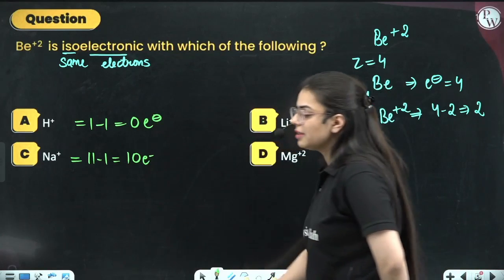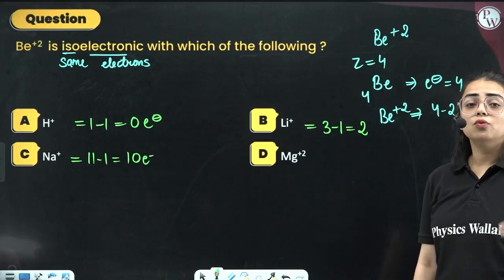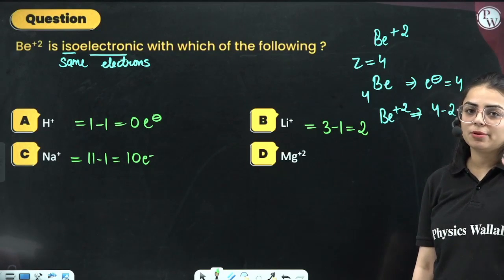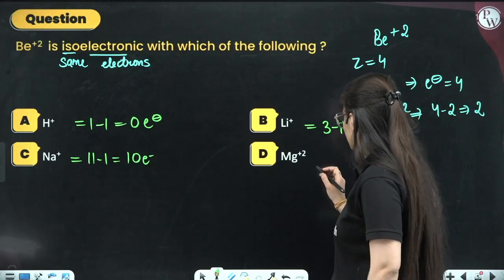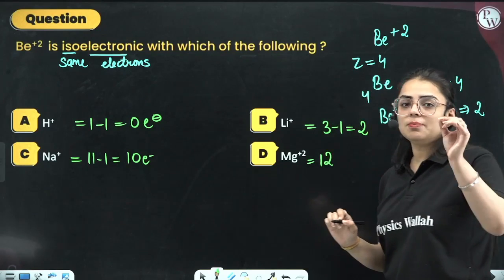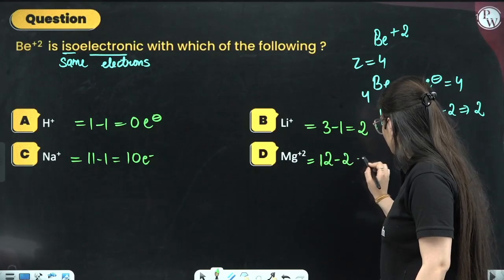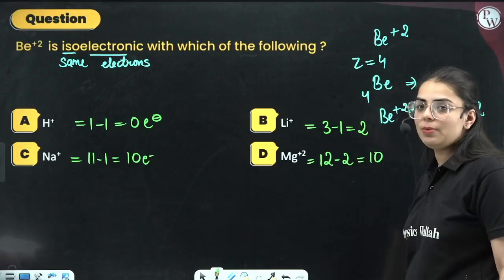Now let us see the D option that we have. In D option, it is Mg plus 2. Now what is the atomic number for magnesium? The atomic number, ma'am, for magnesium is 12. Now again, if it is written plus 2, we are going to subtract 2. Again, it came out to be 10.